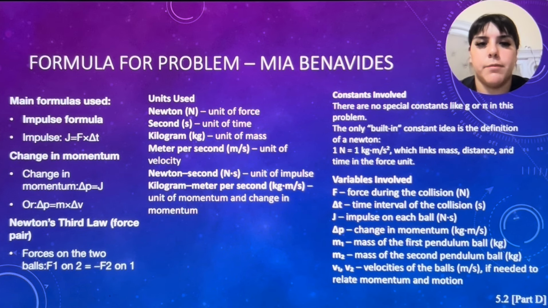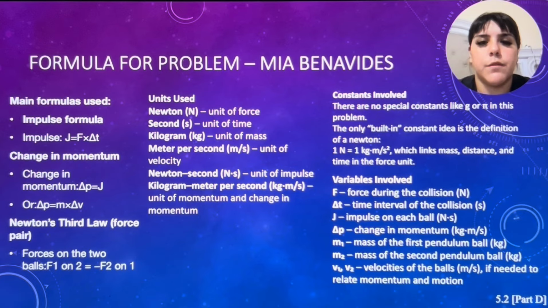Formula for the problem. For the main formulas, the first one is the impulse equation. Impulse equals force times delta T. The next formula is for momentum. Delta P equals impulse. For Newton's third law, the force on ball 1 from ball 2 is equal and opposite to the force on ball 2 from ball 1.